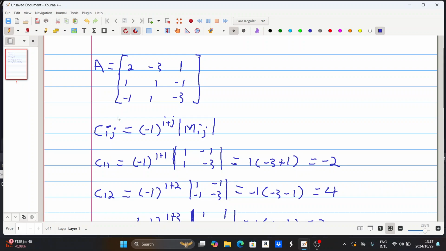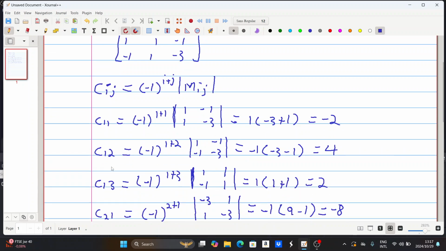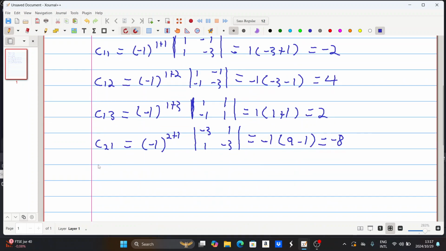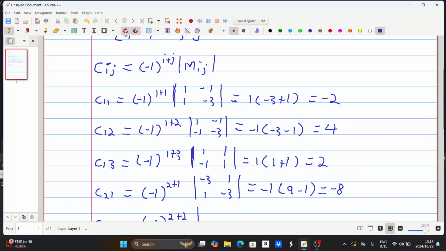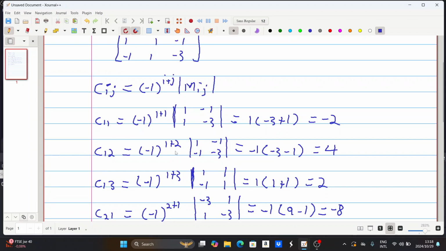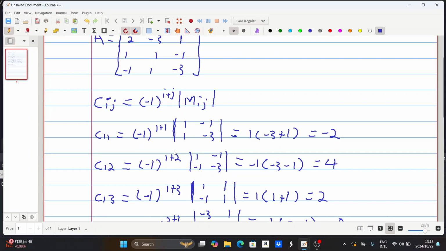Then we check C22, which is going to be equal to negative 1 to the power 2 plus 2. I'm teaching slowly so that you get a grasp of these things, because when you do everything fast, you don't understand. You think that you understand quickly, then you find out that you don't.